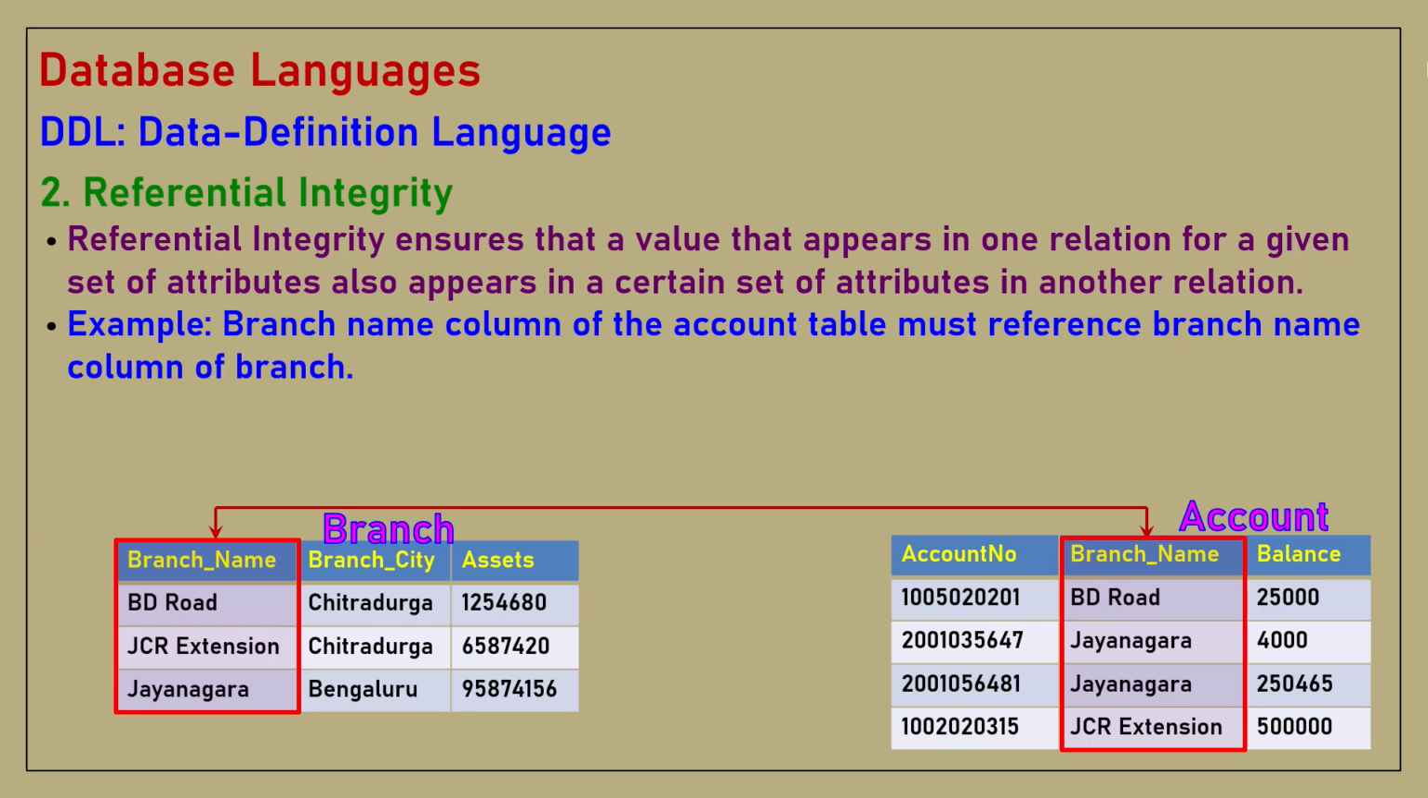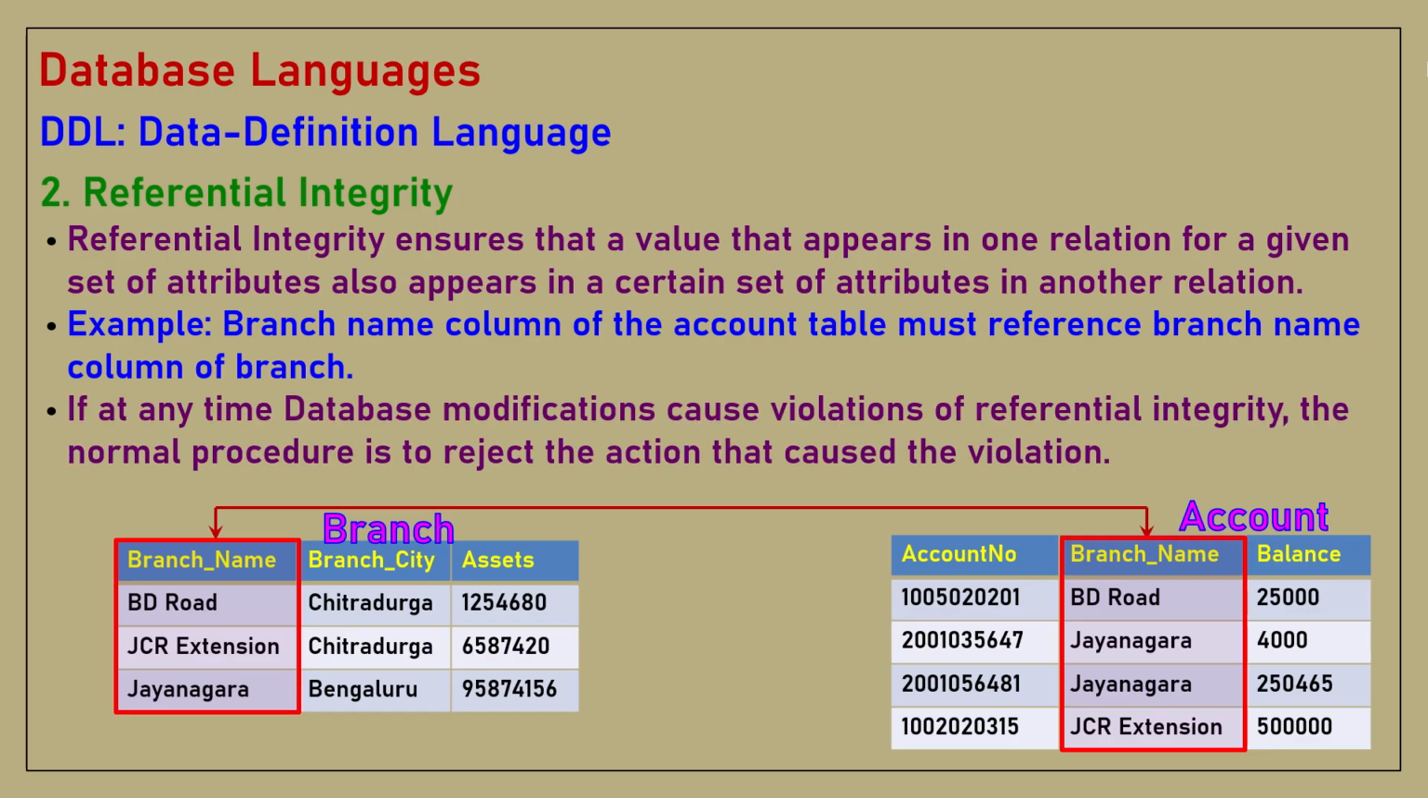Each and every insert, update operation on account table, the referential integrity constraint refers to the branch name column of branch table. If at any time database modifications cause violations of referential integrity, the normal procedure is to reject the action that caused the violation.